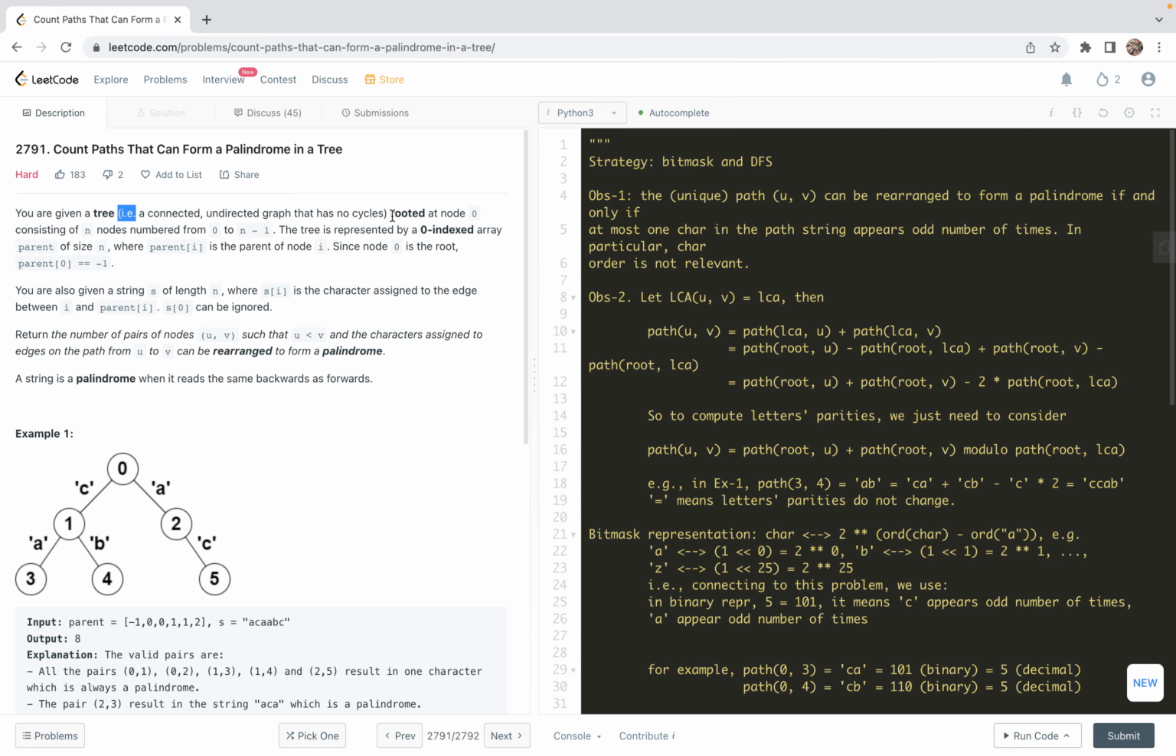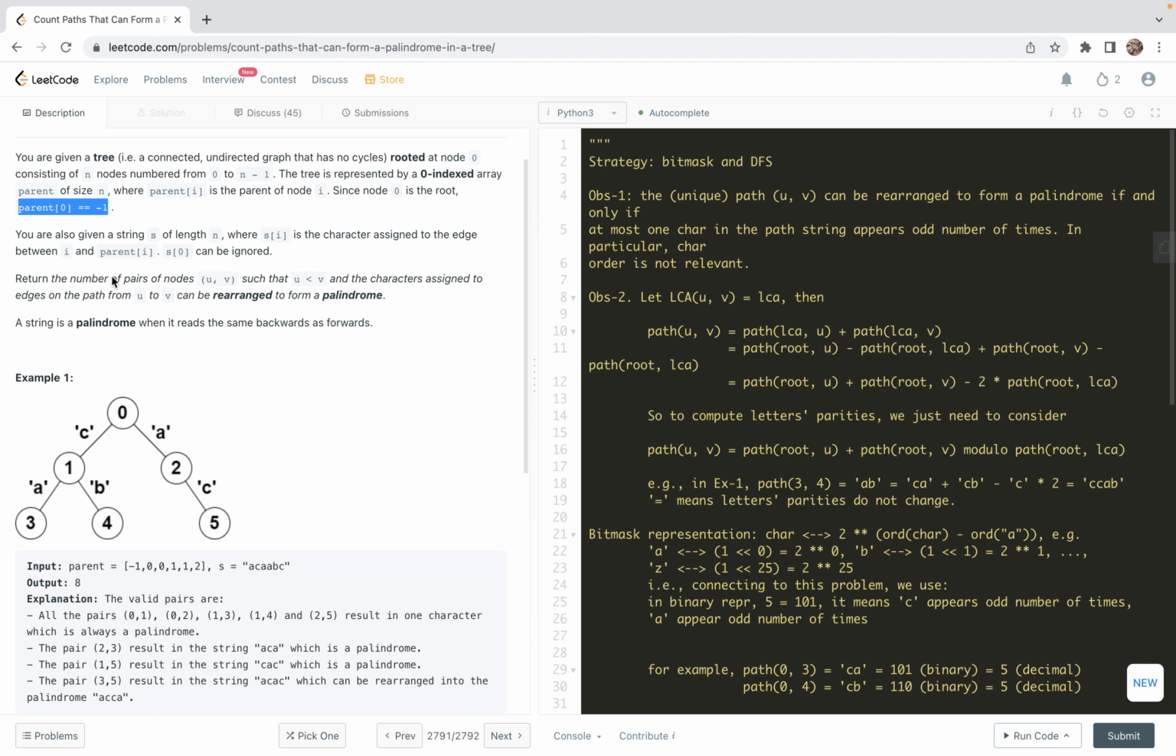So here we are given a tree rooted at node 0, consisting of n nodes numbered from 0 to n-1. And the tree is represented by a zero-indexed array called parent of size n, where parent[i] is the parent of node i. Since node 0 is the root, we set its parent to -1. Just regard this as a flag or mark.